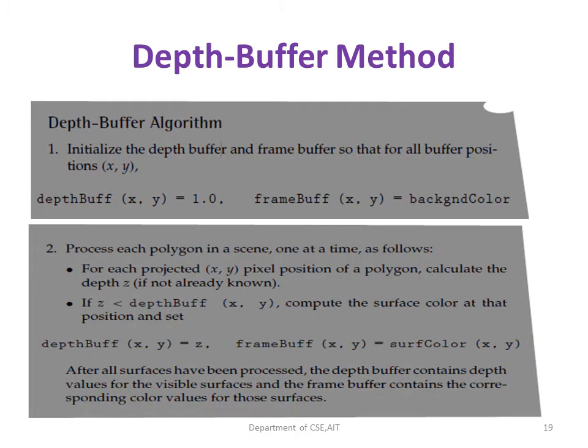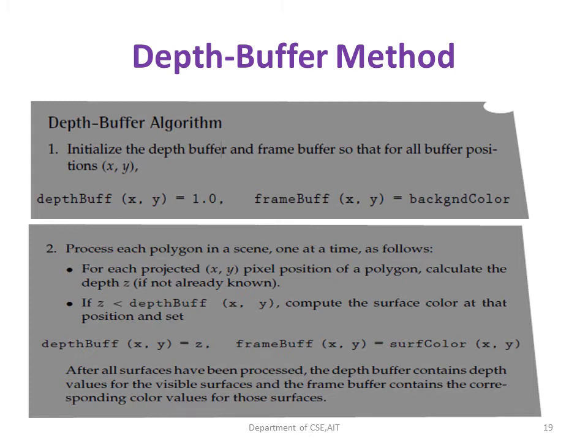This is the depth buffer algorithm. Initially we will have two buffers, the depth buffer and the frame buffer. The depth buffer will have the value 1 because I am going for a normalized coordinate system where the depth will be from 0 to 1. I take the initial value of the depth as 1. And for the frame buffer, where the color will be stored, I take the initial color as the background color.